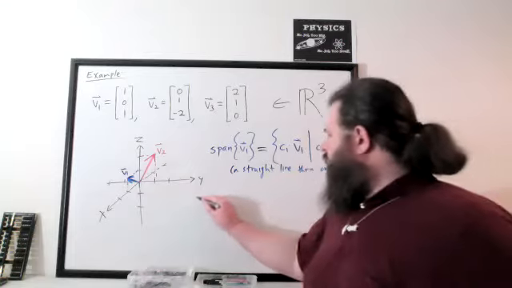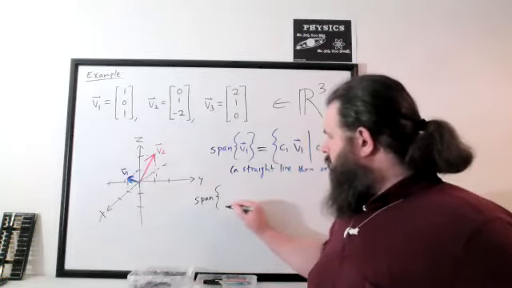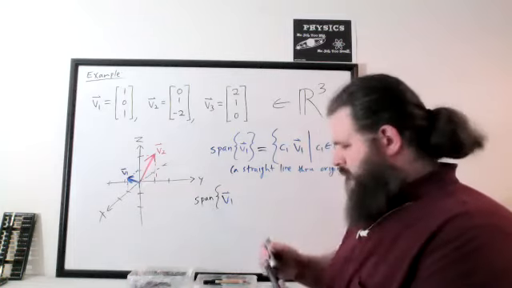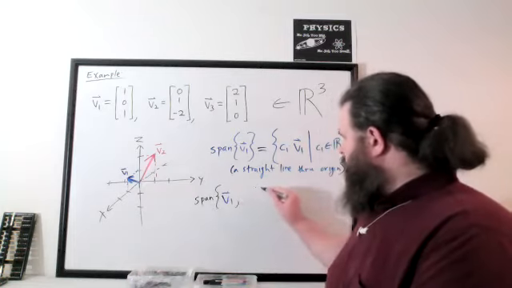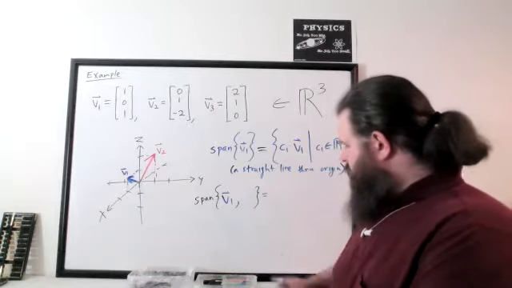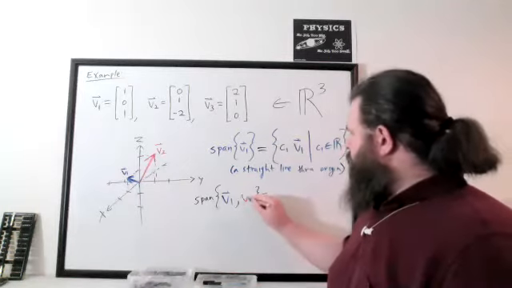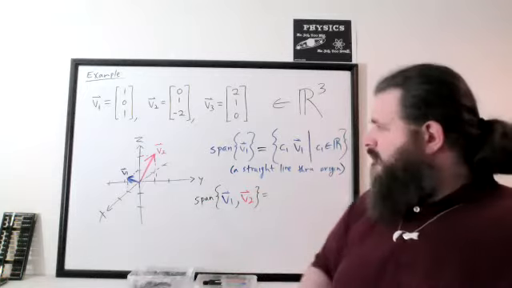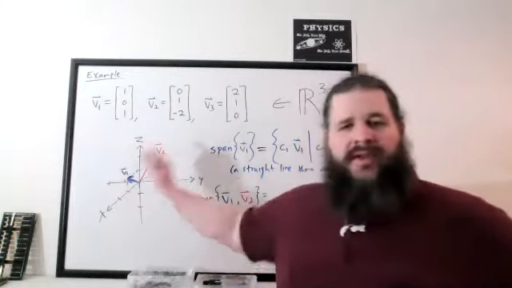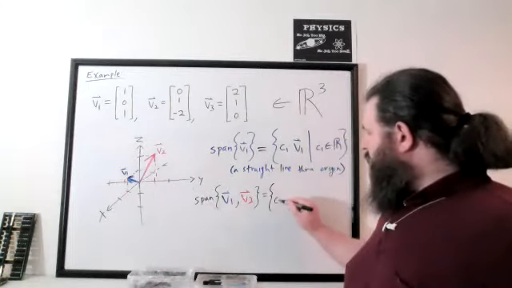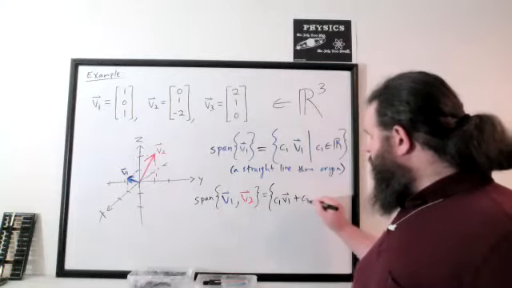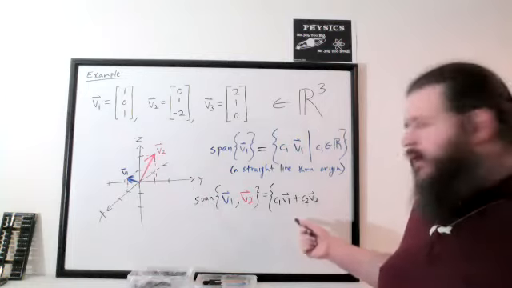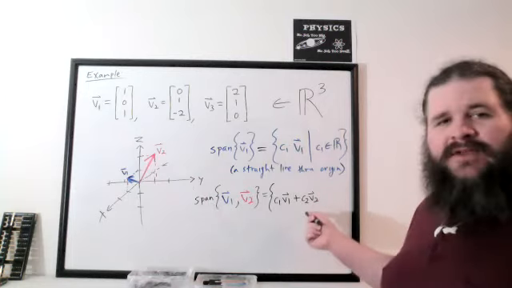So if we're taking a look at the span of v1 and v2, in this case, we're now looking at a collection of vectors that are linear combinations of both of these. So that's going to look like something times v1 plus something times v2. That's the sort of thing we're looking at. We're looking at things that are something times v1 plus something times v2.